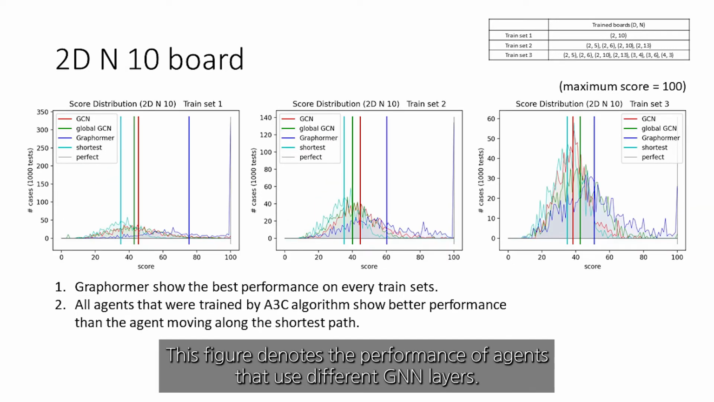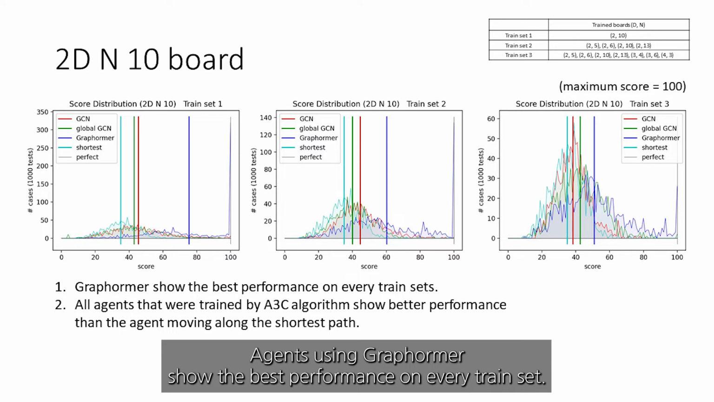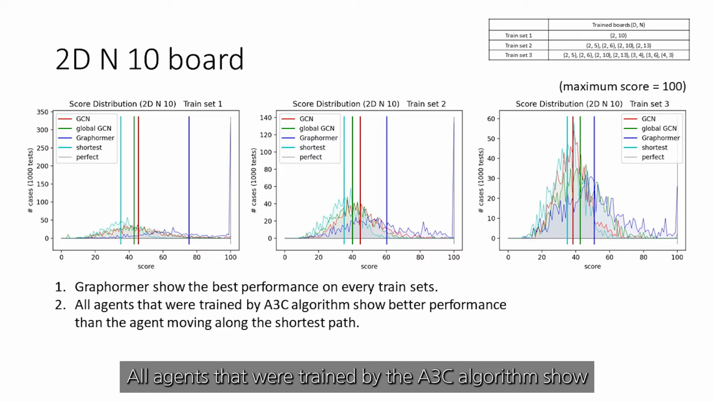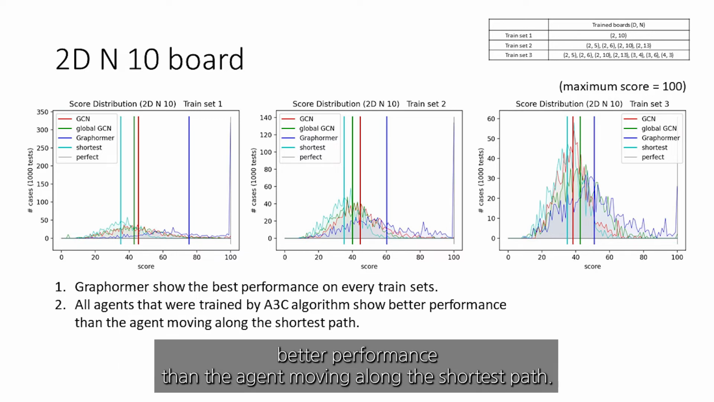This figure denotes the performance of the agents. They use different GNN layers. Agents using GraphFormer show the best performance on every train set. All agents that were trained by the A3C algorithm show better performance than the agent moving along the shortest path.